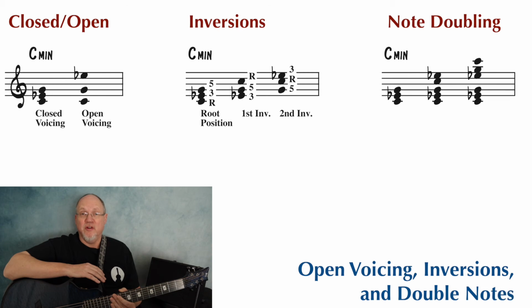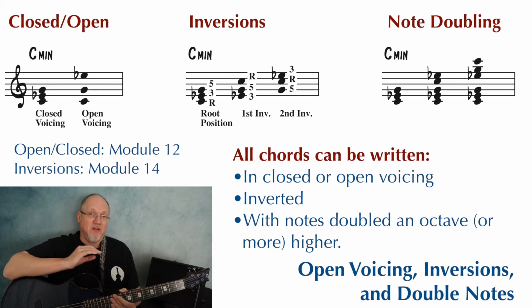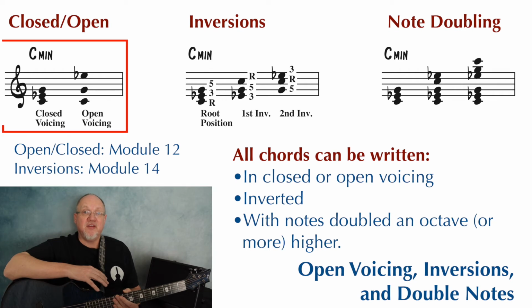Just like major chords, minor chords can be written with closed voicings or open voicings. They can be inverted, and you can have more than one of the same note doubled at the octave. Here's a C minor in closed voicing with all the notes neatly stacked in thirds within the octave, and then an open voicing. In this case, I raised the third an octave higher.